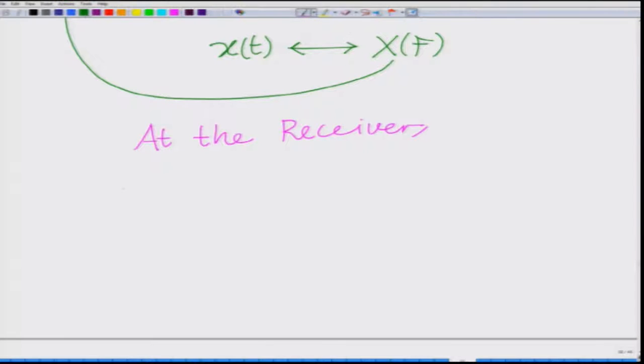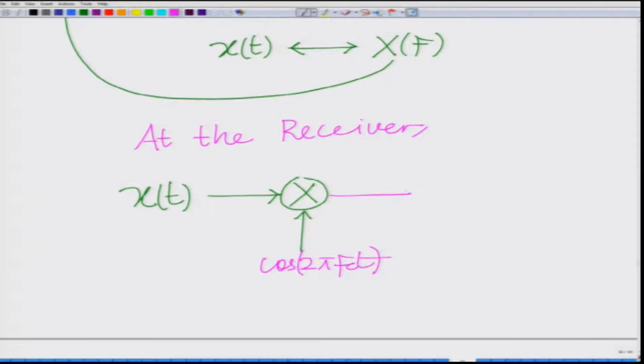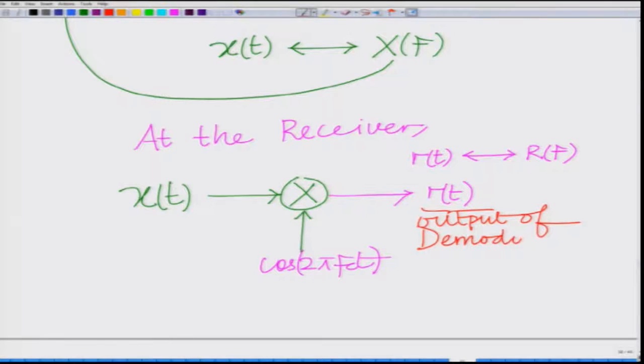We have xt, which is the received signal. This is again demodulated by multiplying with cosine 2 pi fct, and that gives rise to the output signal. Let us call this output signal rt, the output of the demodulator, which has spectrum rf.